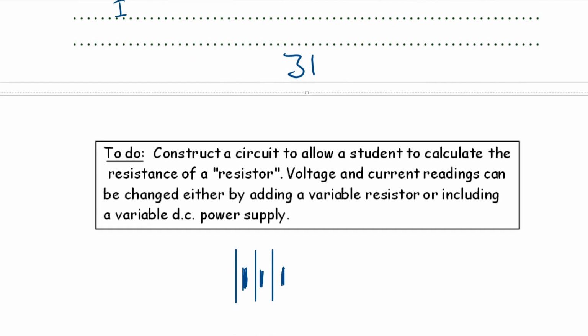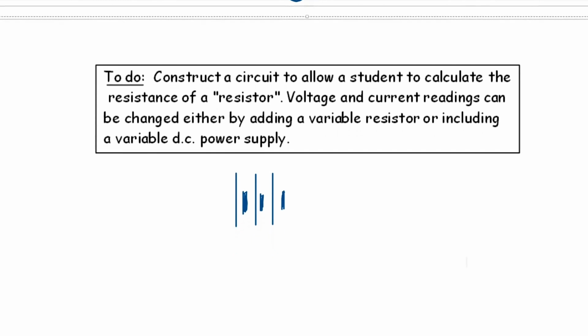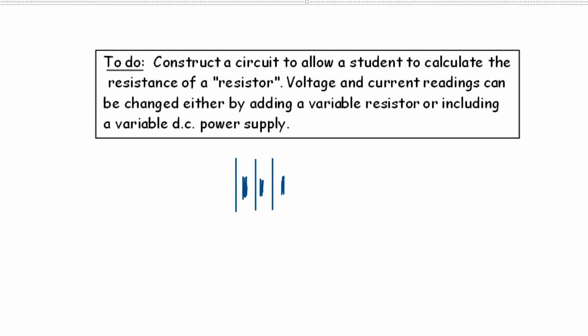Turn over to page 32 in your booklets. First thing you've got to do is construct a circuit to allow a student to calculate the resistance of a resistor. So you need the voltage across and the current through. Voltage and current readings can be changed either by adding a variable resistor or including a variable DC power supply. We're going to use the first option, which is a variable resistor.